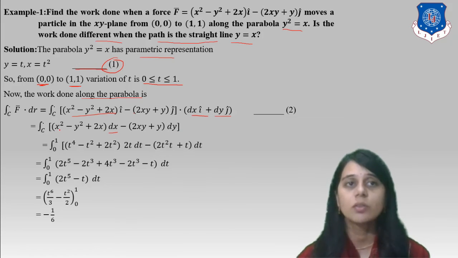Now we have y equal to t and x equal to t square. Put these values in this expression. We get the whole integration in terms of t. Solving this polynomial in t, we get the integral of (2t raised to 5 minus t) dt. Integrating this with respect to t, we get minus 1 by 6 as the work done through the parabola curve.